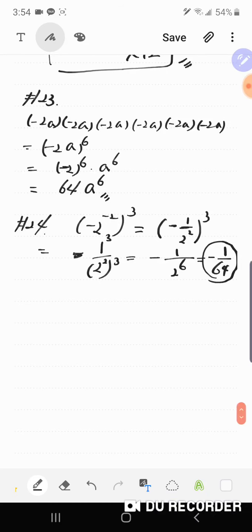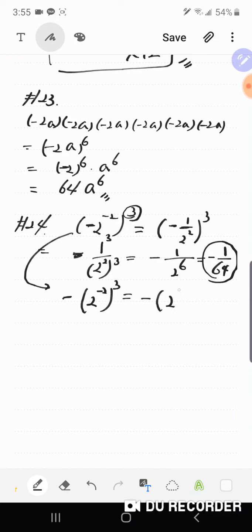Or you can do it this way. This negative is multiplied 3 times, so the result is negative. And then negative 2 to the negative 2 power is cubed, then negative 2 to the negative 6th power. Then you can move this one to the denominator, then 1 over 2 to the 6th power, so negative 1 over 64. Still we have the same answer.